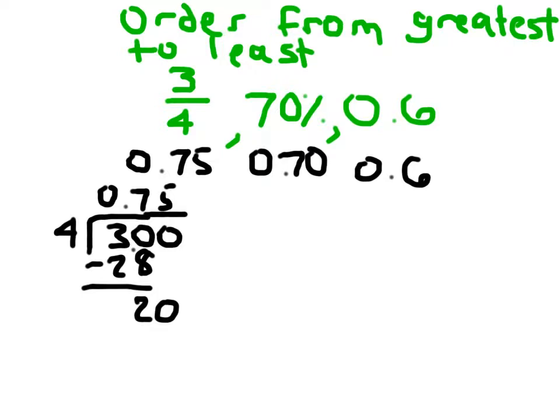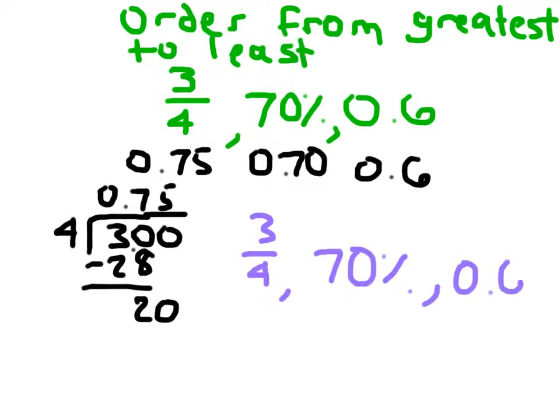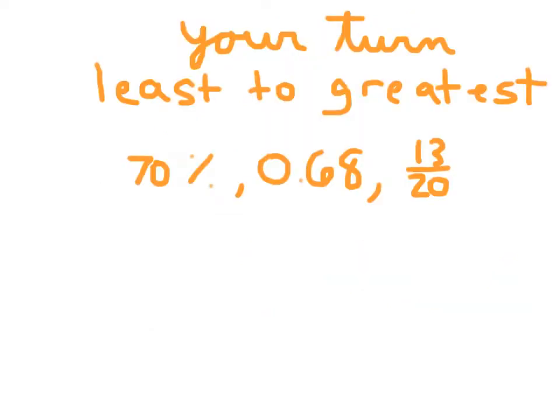list back. It says from greatest to least, so our greatest is 3/4. Next one is 70%. And finally, we have 0.6. And it just so happened that our list was already in order from greatest to least. All right, your turn. Least to greatest. Remember to write that equivalent decimal first.